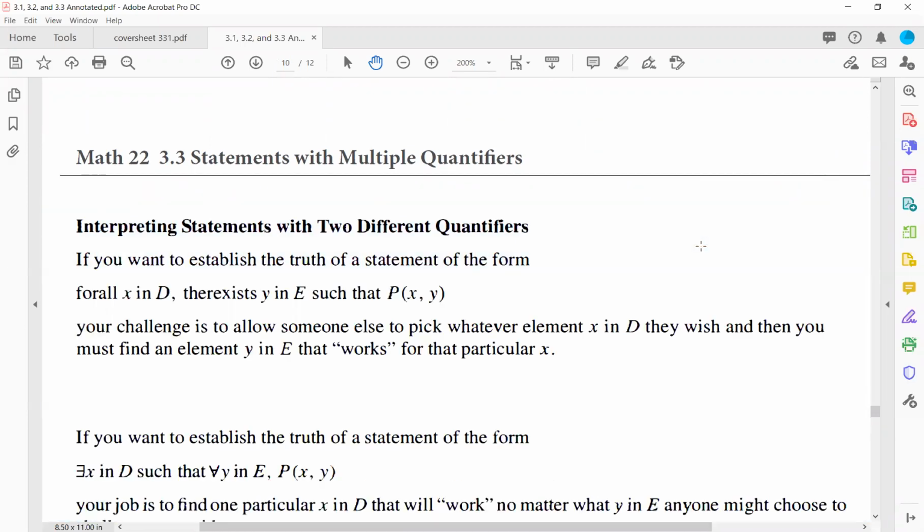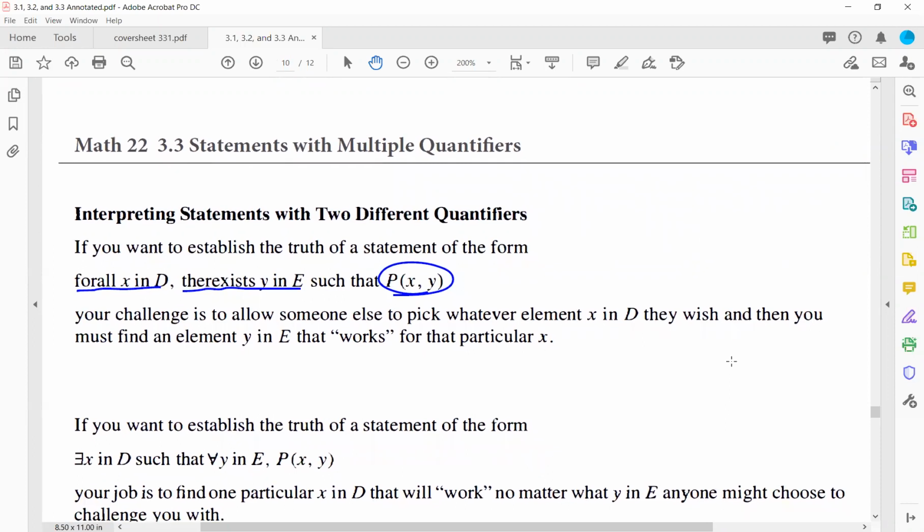So how do we interpret statements with two different quantifiers? If you want to establish the truth of a statement of the form, for all x in D, there is y in E such that P of x and y, you're actually trying to see: if someone else, another student, picks another element x in D, then there is an element y such that P of x and y is a statement that you can assign truth or falsity to.